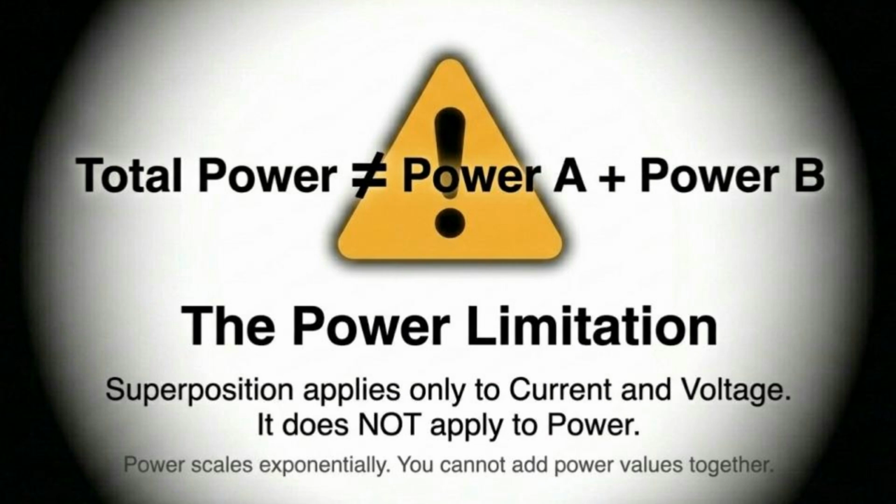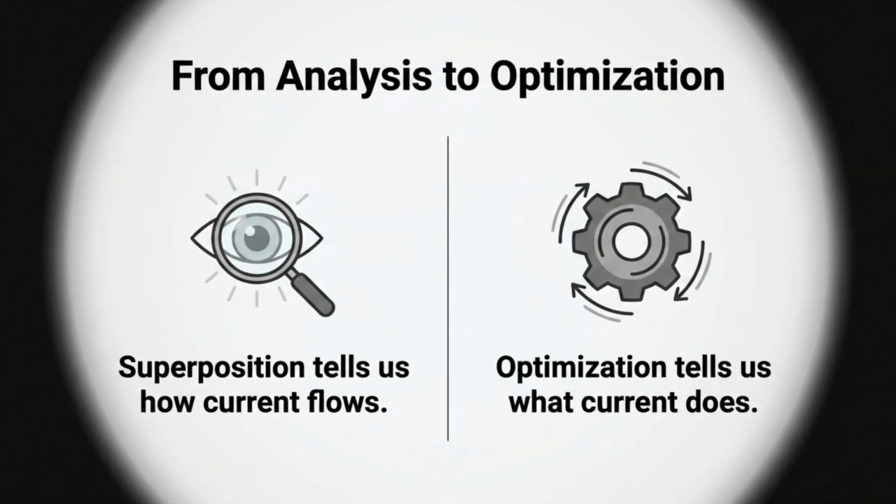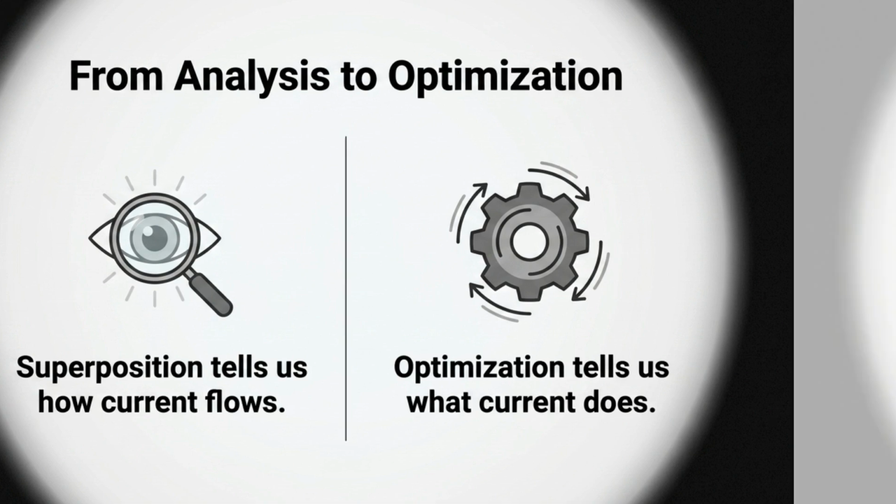A key limitation is that superposition applies only to current and voltage, not to power. Power scales exponentially, so total power is not the sum of individual power values. Superposition is about analysis, telling us how current flows. Optimization, such as maximum power transfer, tells us what the current does, focusing on utility.